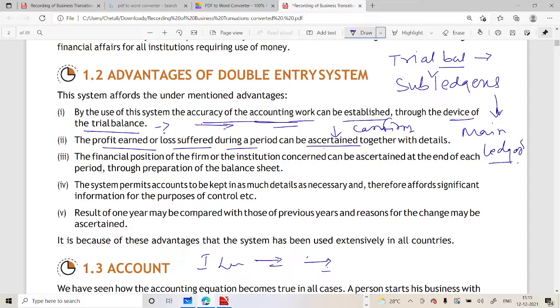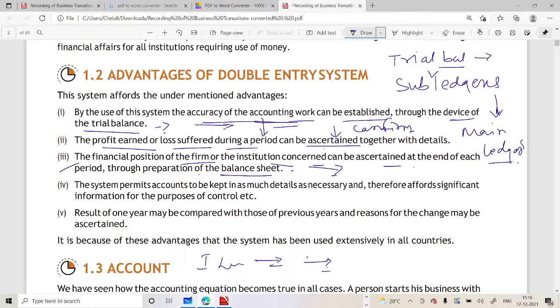They say that they have different motives, but eventually all these motives are backed by the profit only. And if you want to calculate profit, you need to have maintained accuracy in the accounting work. Simple. So it means everything is linked with each other, right? Then the third point, you can see this: the financial position of the firm or the institution concerned can be ascertained at the end of each period through the preparation of the balance sheet. Balance sheet, it's like a mirror.